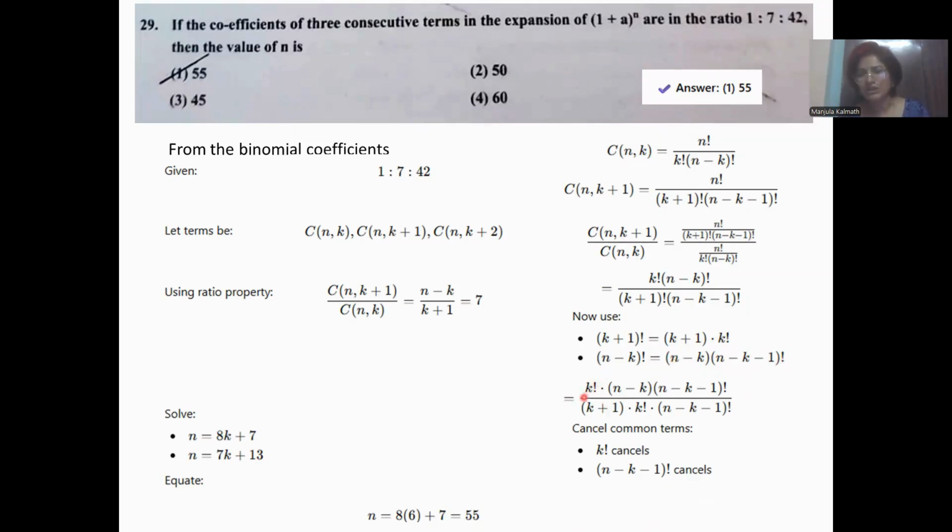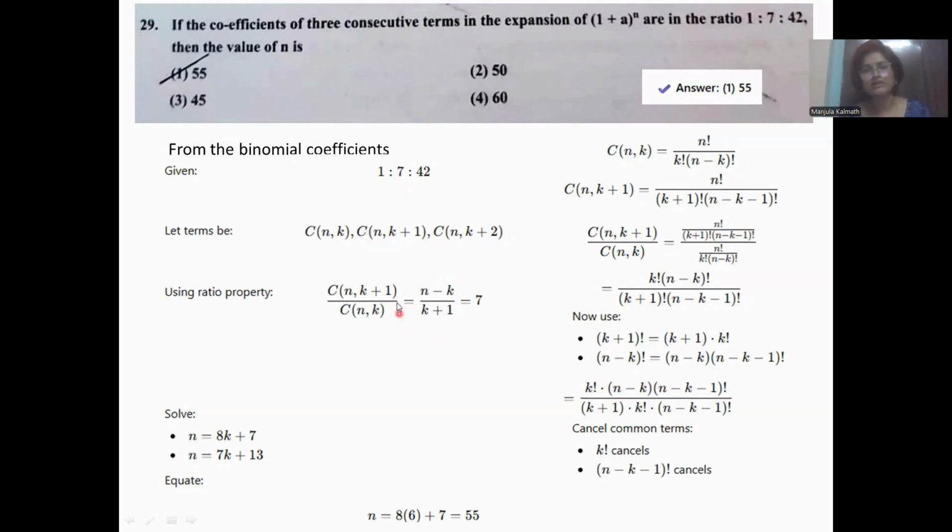In this equation, k factorial gets cancelled, and n minus k minus 1 factorial gets cancelled with this term. What is the remaining term? N minus k divided by k plus 1. The same thing we are having here. By simplifying with the formulas of C of n, k, we get the value n minus k divided by k plus 1. That is nothing but the given ratio, that is the 7.